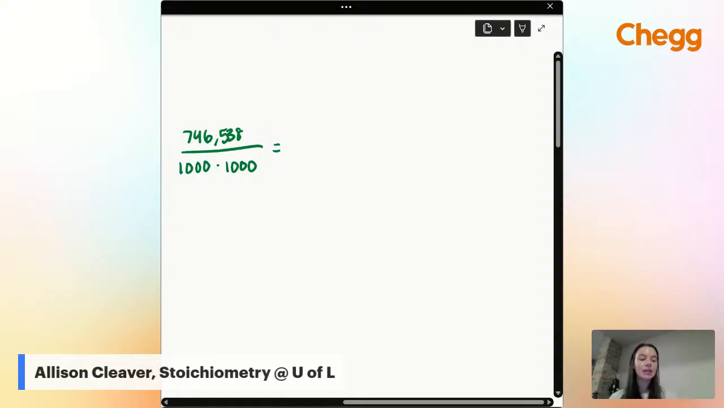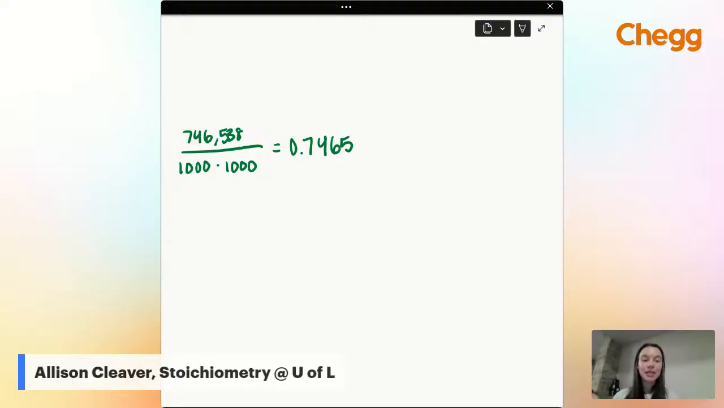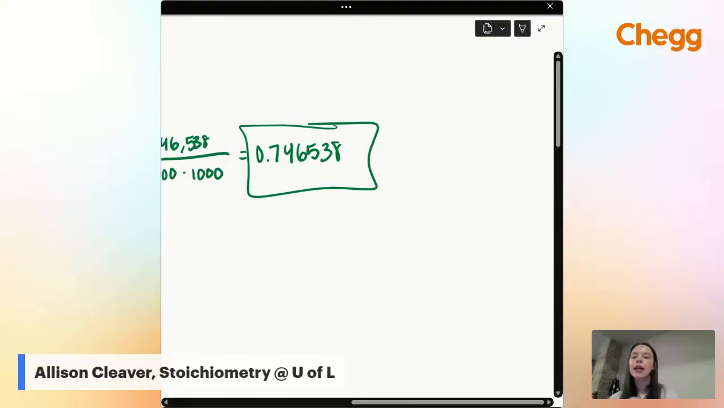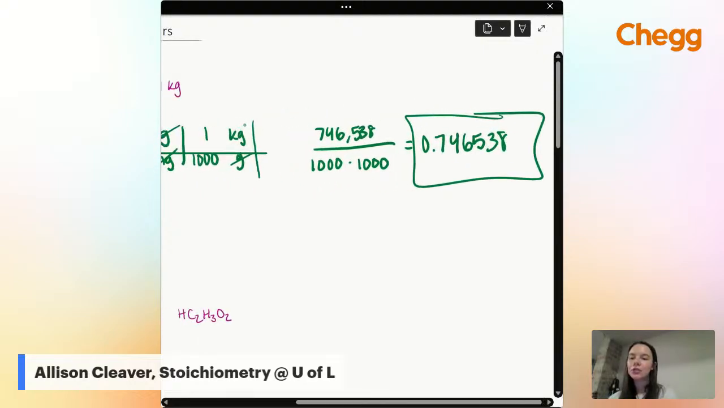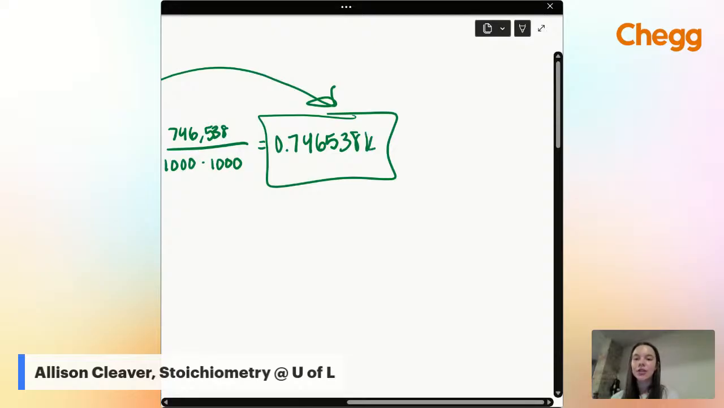If you said 0.7465, you are absolutely correct. If we wanted to do sig figs correctly, we would just add a 3/8 at the end. But that's going to be our final answer. And that unit, we always want to include our units. That unit is kilograms.